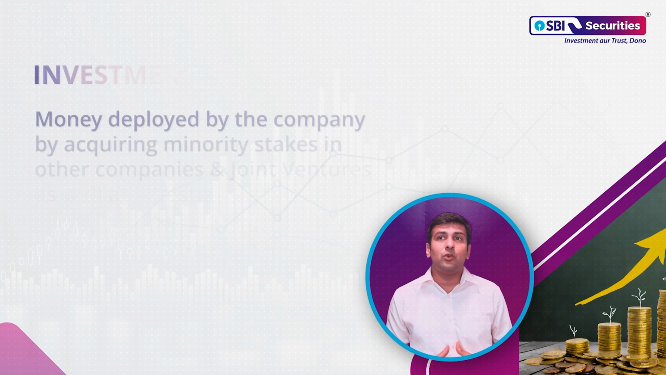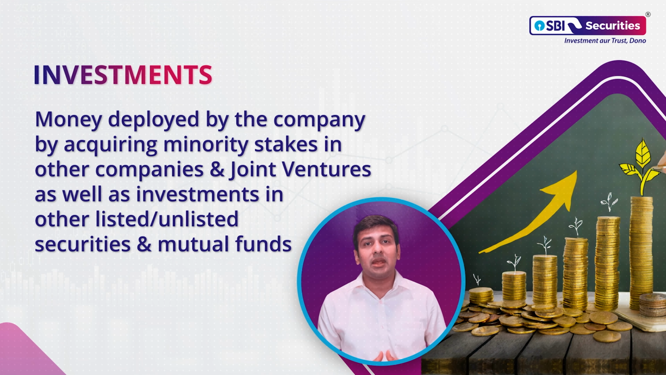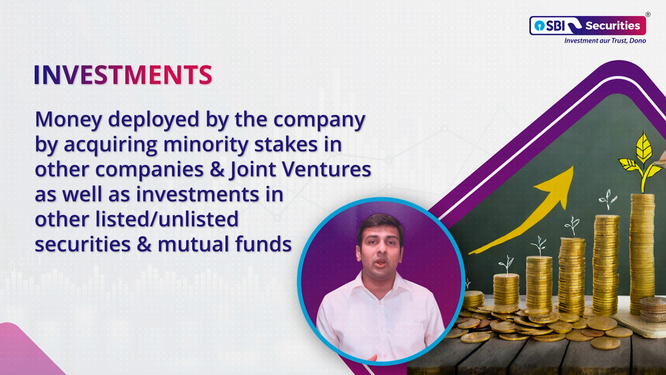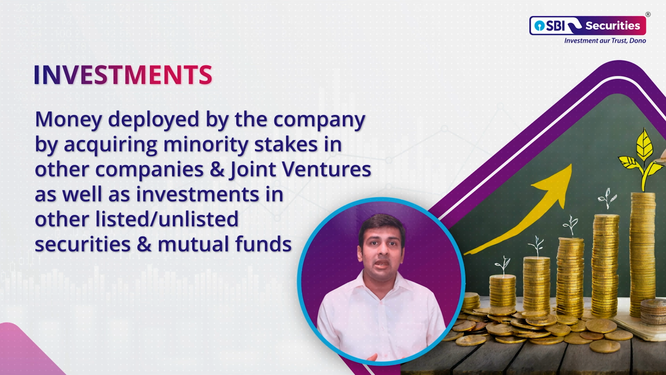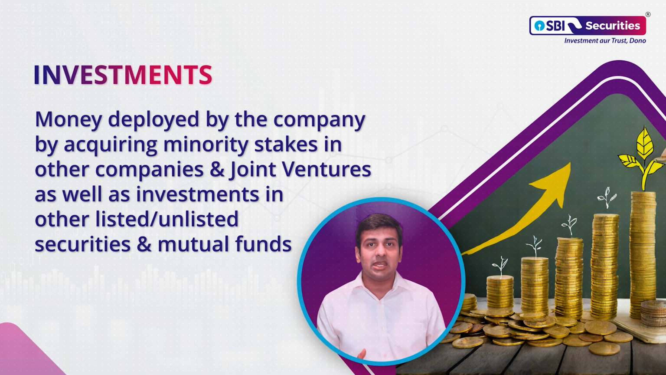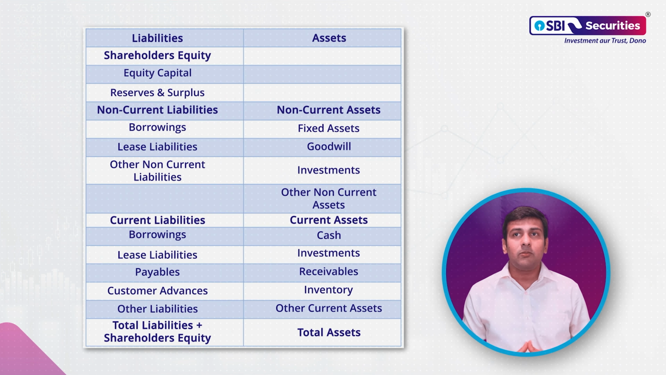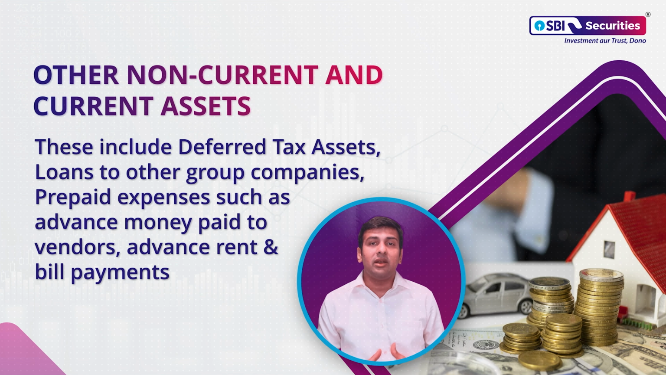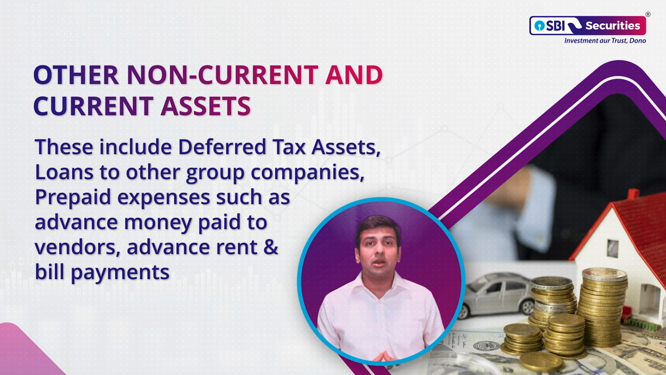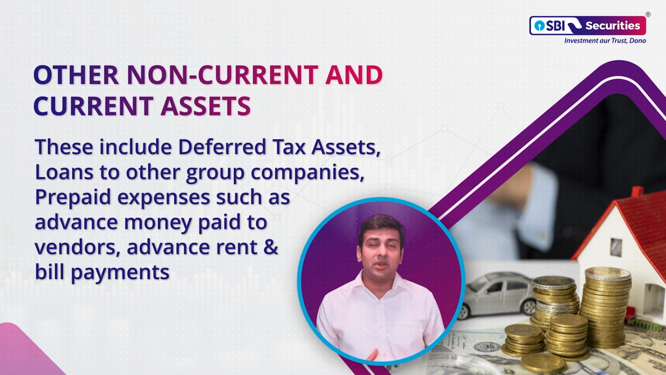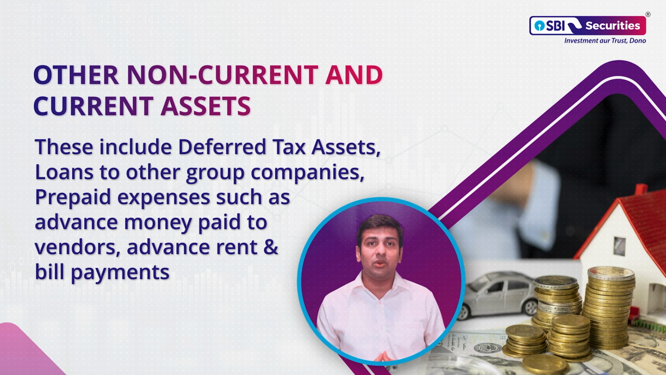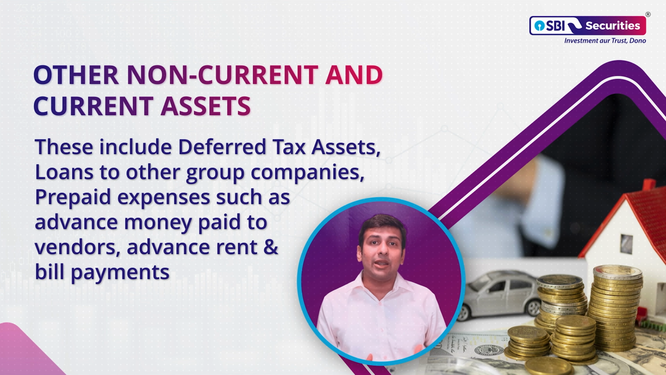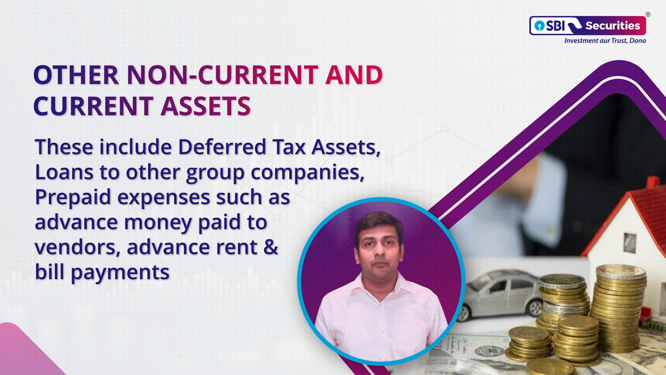Investments. So investments is the money deployed by the company by acquiring minority stakes in other companies and joint ventures, as well as investments in other listed and unlisted securities and mutual funds. Other non-current and current assets. These include deferred tax asset, loan to other group companies, prepaid expenses such as advance money paid to the vendors, advance rent and bill payments. So that is all about the asset side.